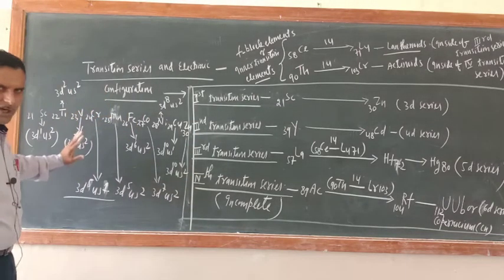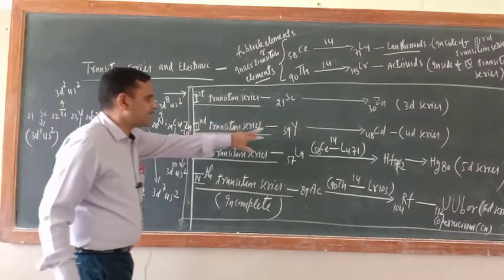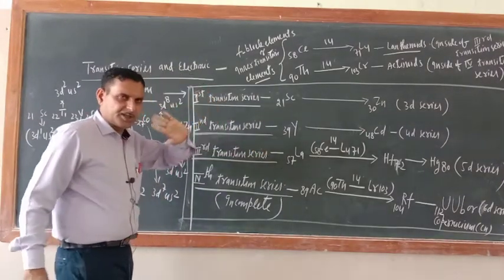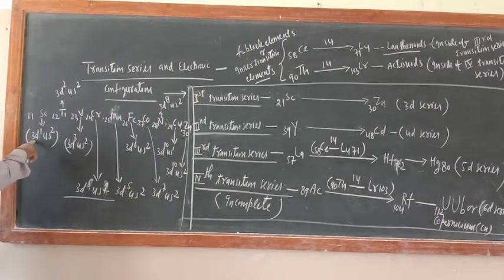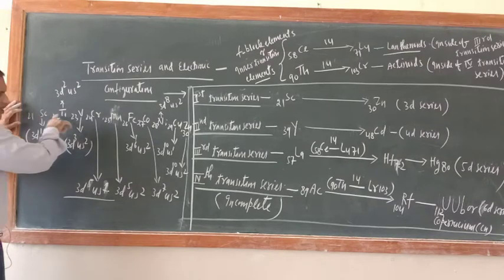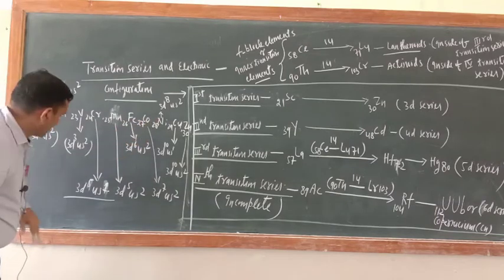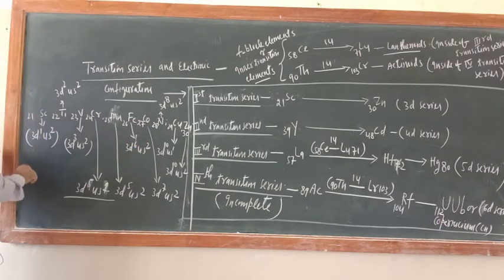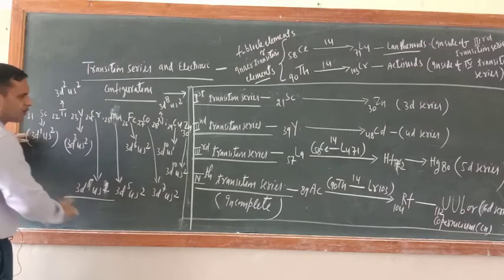So this is the electronic configuration of the first transition series. What about the second transition series? There is no problem at all, you just have to change two things. Where you had 3d, now the first member is yttrium. So first change the names. Now scandium becomes yttrium, with 4d and 5s everywhere.